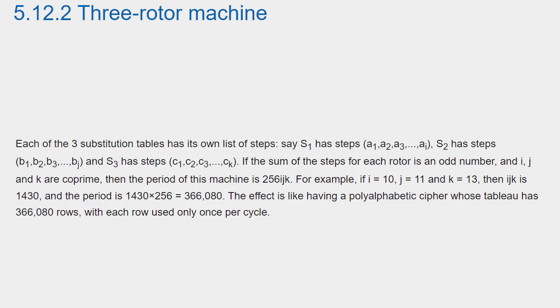Each of the 3 substitution tables has its own list of steps. Say S1 has steps A1, A2, A3, up to AI. S2 has steps B1, B2, B3, up to BJ. And S3 has steps C1, C2, C3, up to CK.